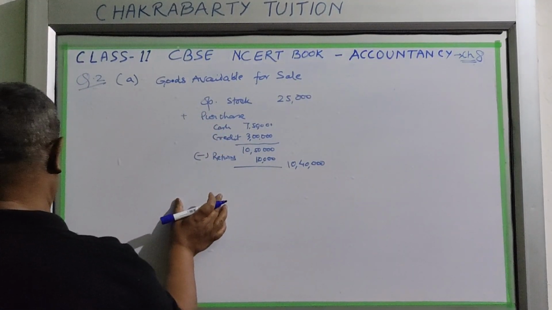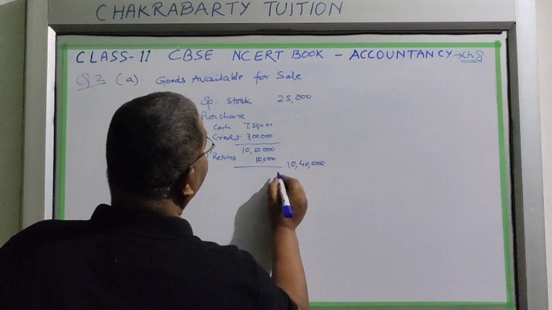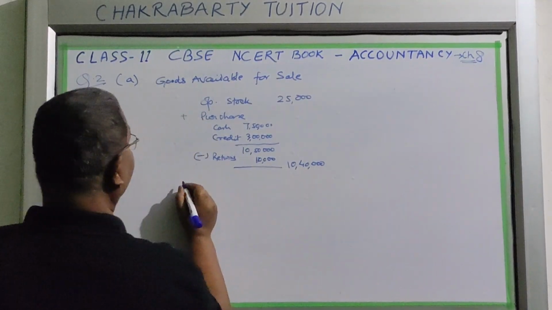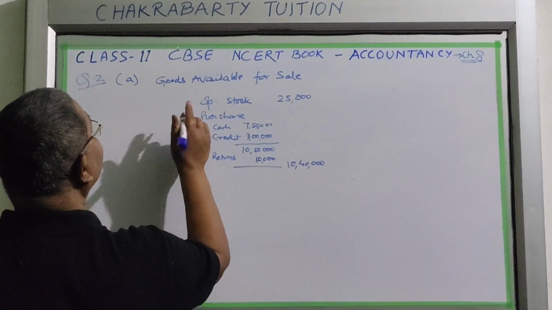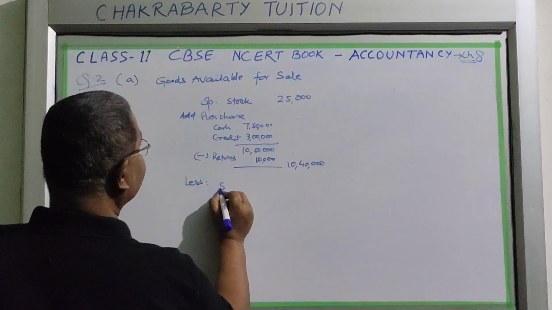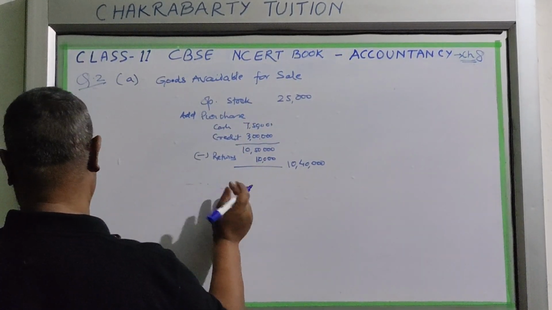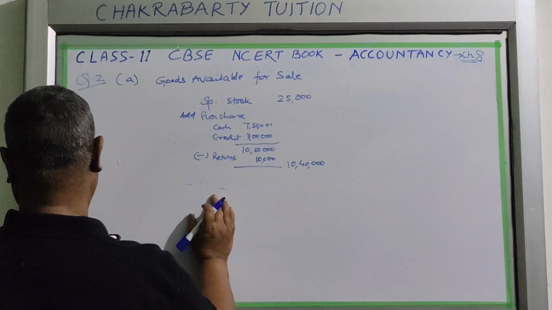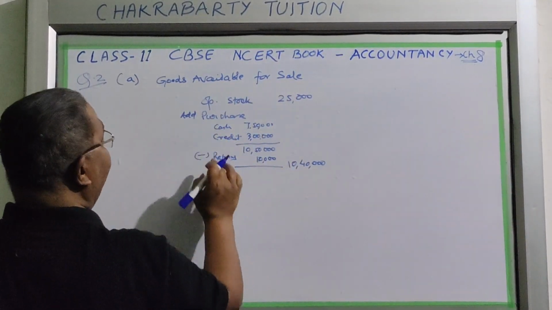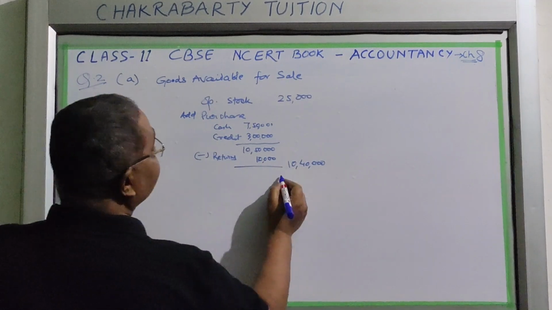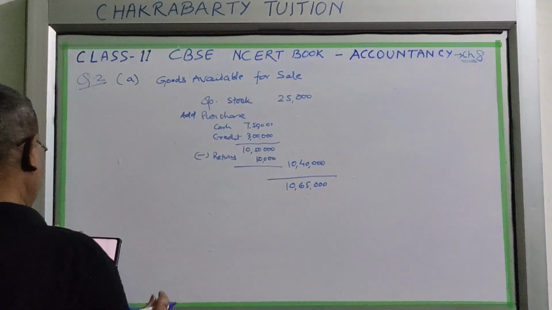Then after this, from these items we will deduct the returns. Goods available for sale means opening stock, add purchases less returns, and this is your 10,65,000 as goods available for sale. Okay, this is one answer.